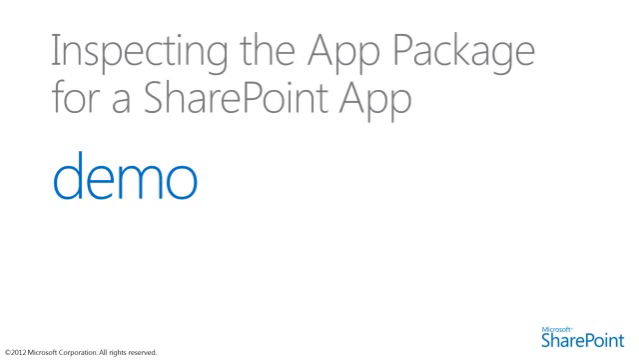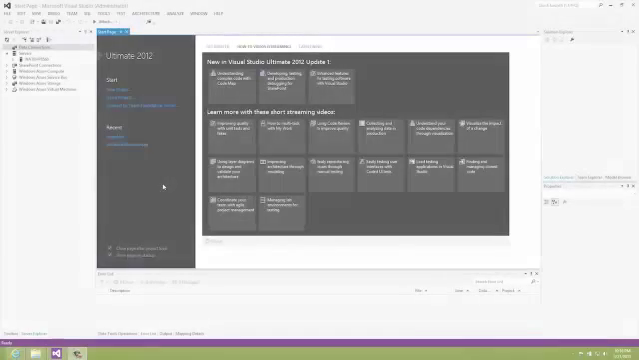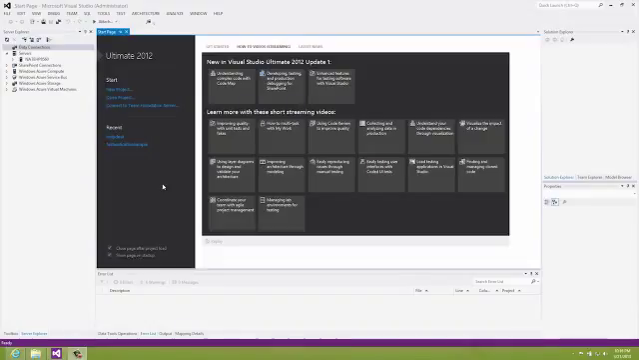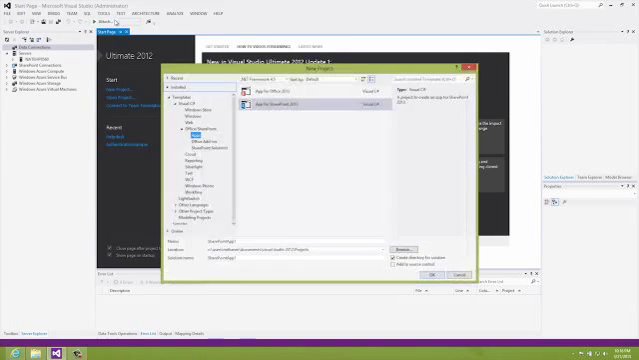Now let's take a look at the app package for a SharePoint application. We'll go ahead and create a simple application and publish it and upload it to our application catalog in our Office 365. So I'll go ahead and create a new project, and we'll make this a SharePoint application.